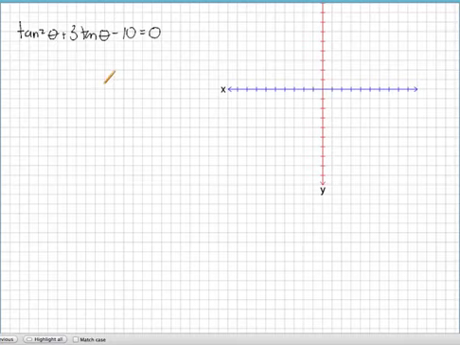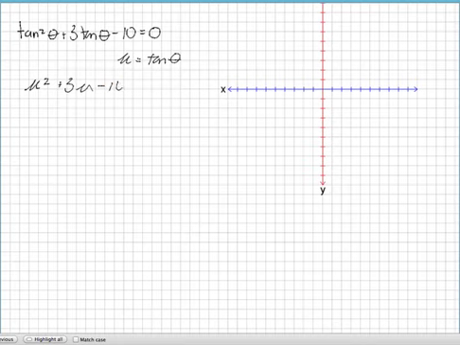The first step that we're going to do to solve for theta in this equation is to make a u substitution. We are going to let u equal tan theta so that our equation turns into a second degree polynomial, which we know how to solve by now. So it turns into u squared plus 3u minus 10 is equal to 0. We can solve that by factoring.